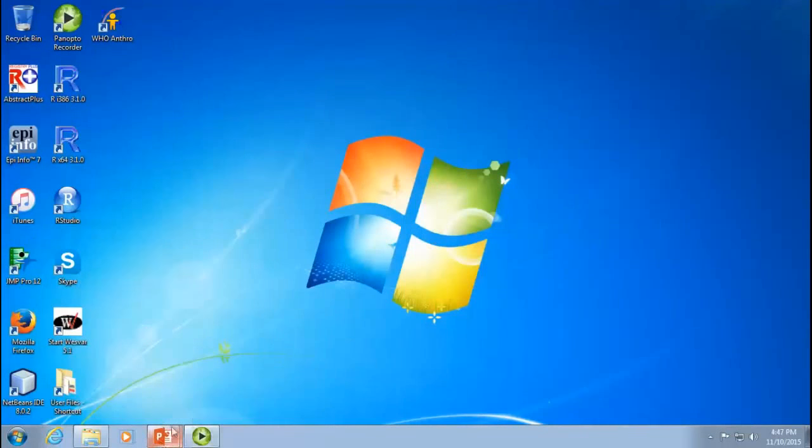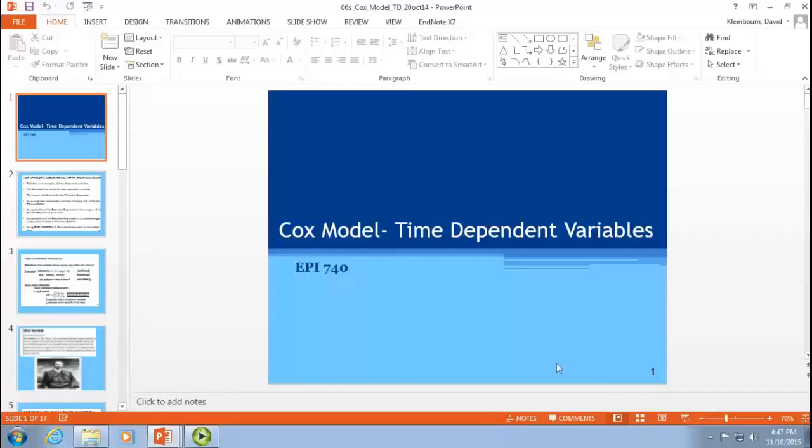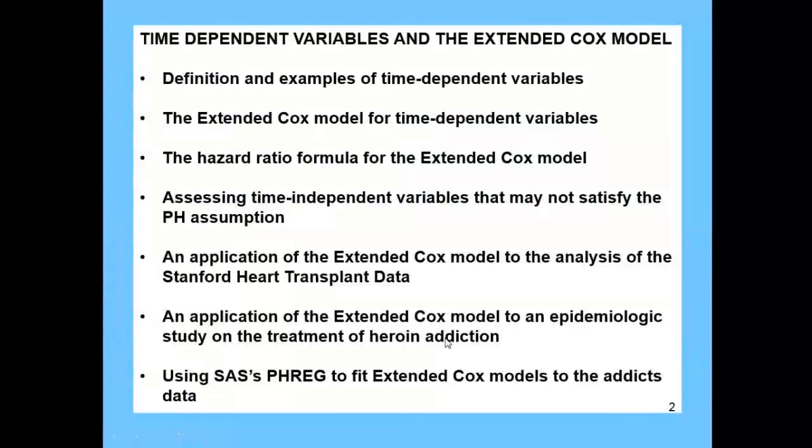Okay, so let's talk about the extended Cox model. That's what we're going to do now. This is it. Cox model for time-dependent variables. Okay, that's what we're doing now. Okay, this is a list of the things I'm going to talk about. And the first thing on the list is the definition and examples of what we mean by a time-dependent variable. And then the second thing is what the model looks like. So that's the first two things we're going to get to.